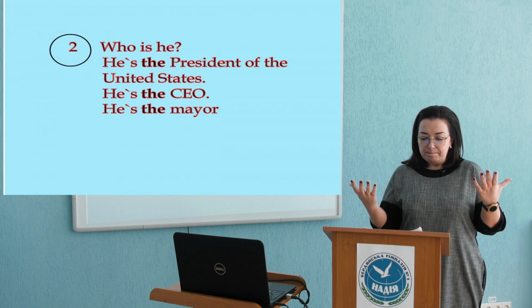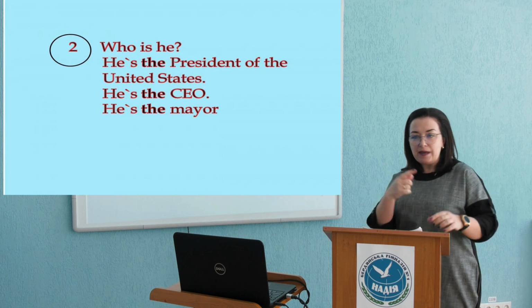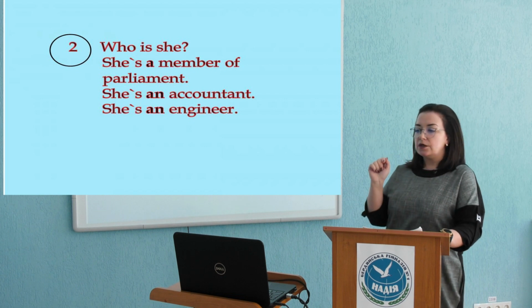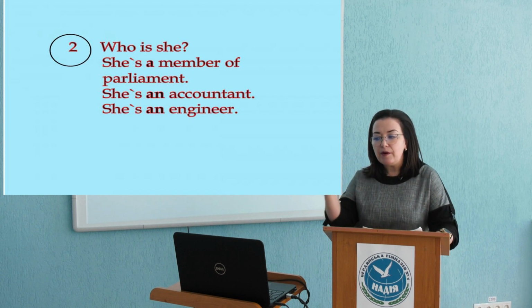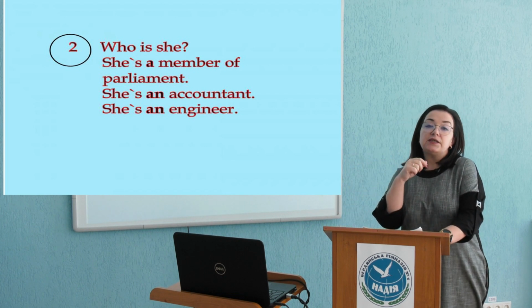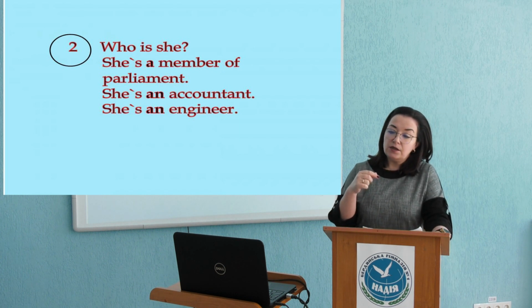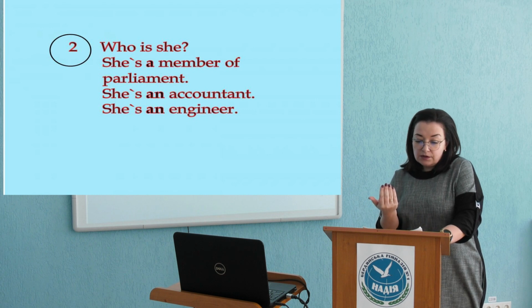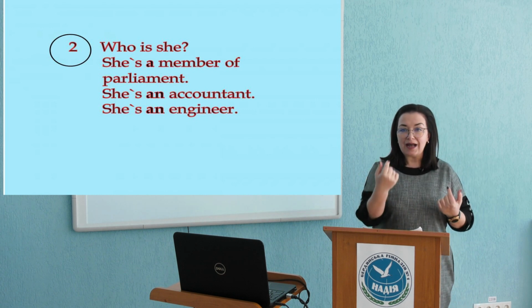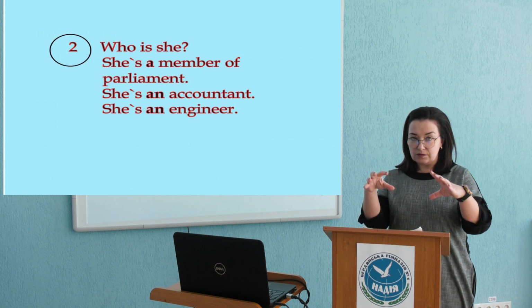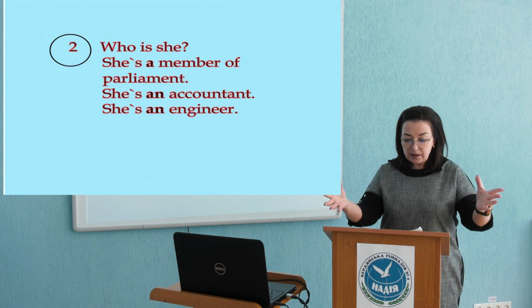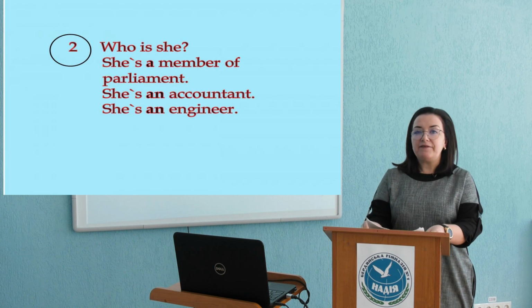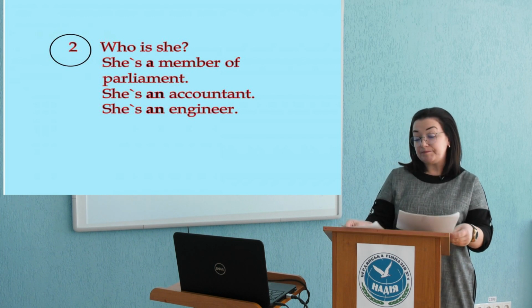You see? But compare it to this. Who is she? She is a member of parliament, she is an accountant, she is an engineer. So there is more than one of these nouns. You see? That is why the noun is not unique, and you should use indefinite article a or an.